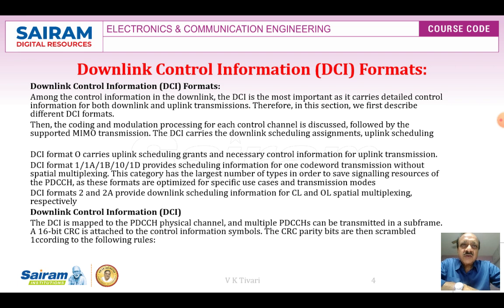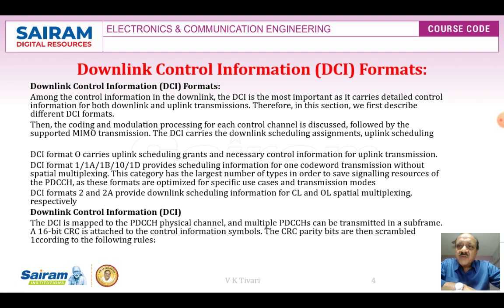DCI carries the downlink scheduling assignment and uplink scheduling. DCI format 0 carries uplink scheduling grants and necessary control information for uplink transmission. DCI formats 1, 1A, 1B, 1C and 1D provide scheduling information for one codeword transmission without spatial multiplexing. This category has the largest number of types in order to save signaling resource of the PDCCH, as each format optimizes specific use cases and transfer modes. DCI formats 2A and 2B provide downlink scheduling information for open loop and closed loop spatial multiplexing respectively, which we have already discussed.